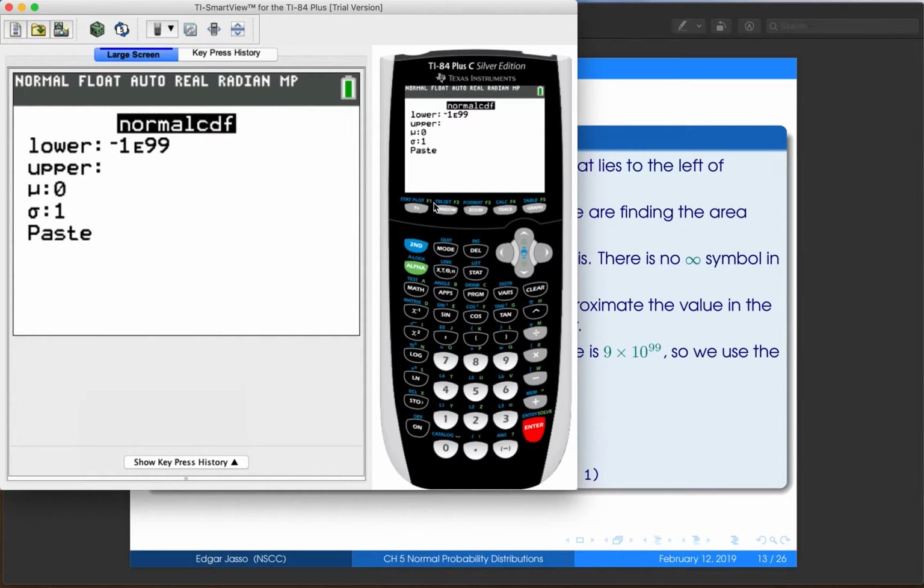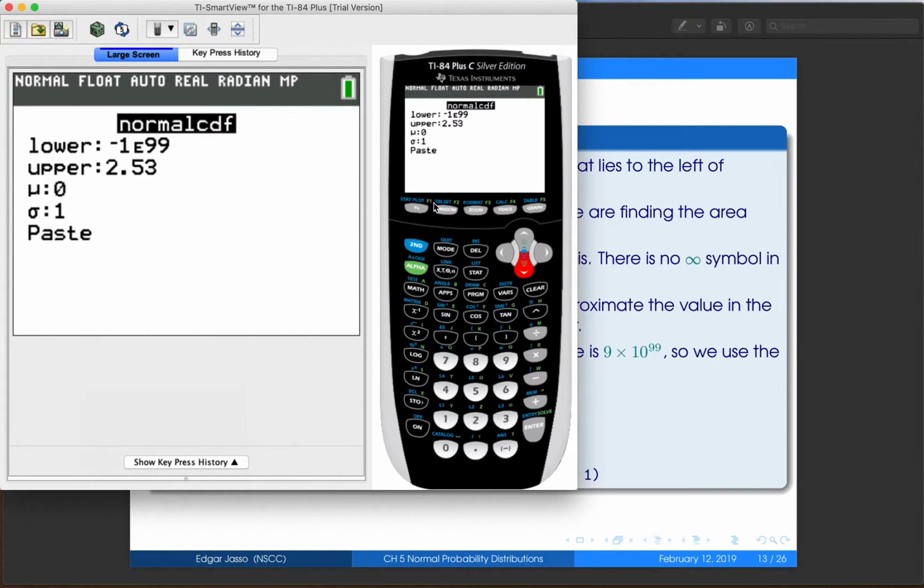It already has a negative 1. That's the lowest it could be. By default, mine has a negative 1 times 10 to the 99. My upper is, I want to use 2.53. And see, this is an important thing, that my calculator is already asking me for a mean and a standard deviation.